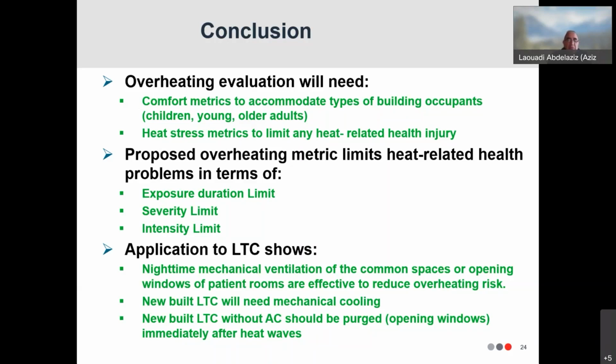But for those buildings without mechanical cooling, they should be purged by simply opening windows immediately after heat waves, in order to get rid of the heat accumulated during the heat wave period and to avoid any additional effect on building occupants.